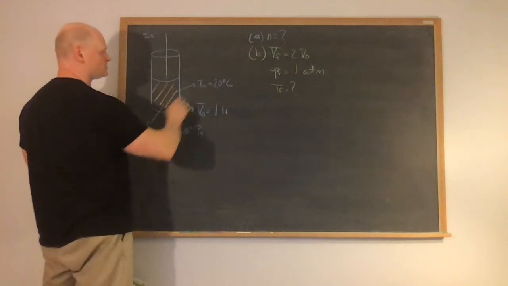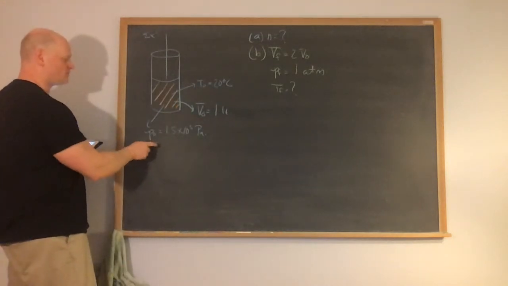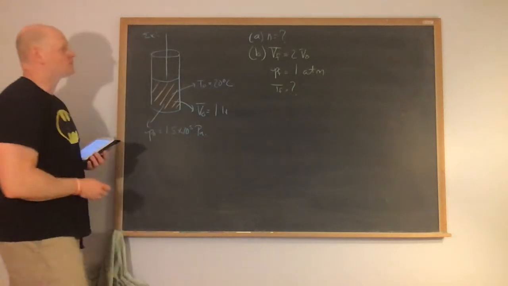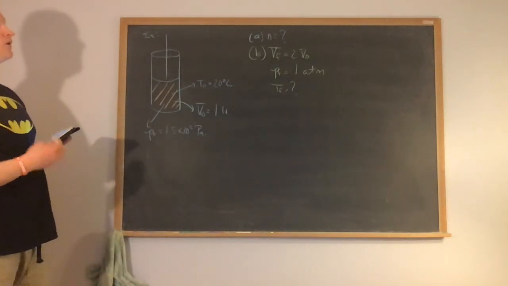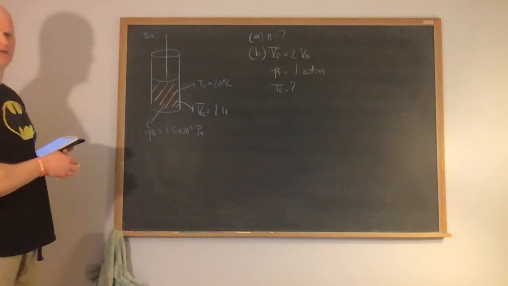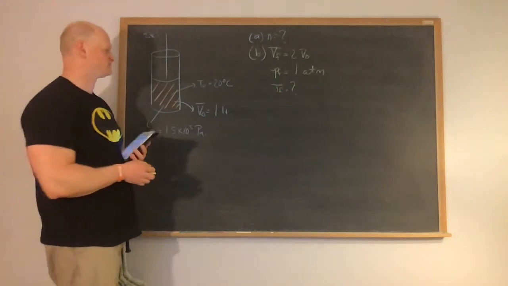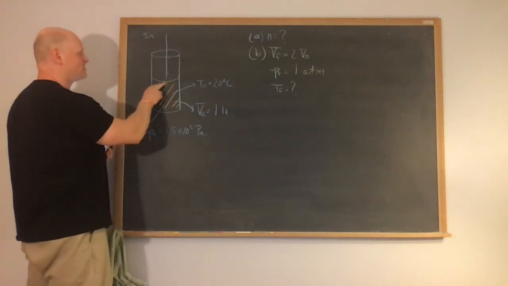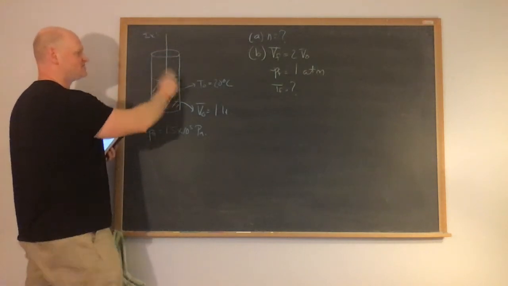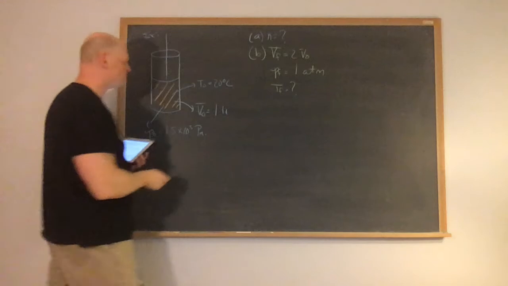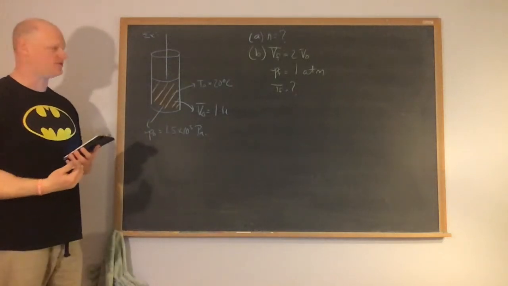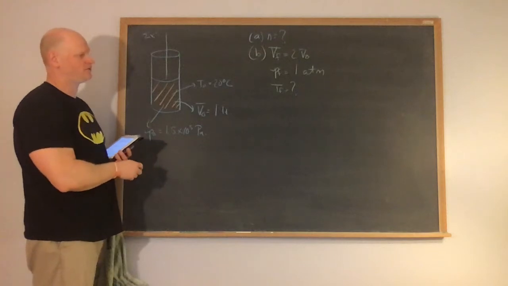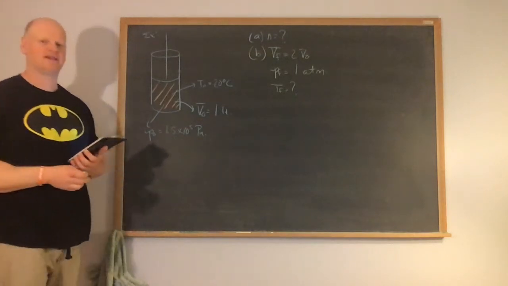We find the initial temperature is 20 degrees Celsius. The initial pressure is 1 times 10 to the 5th pascals. And from here, we want to know what is the number of moles inside of our gas. That's part A. Part B, then, the gas is going to push on the piston. The piston is going to rise so that the final volume is exactly twice the size of the initial volume. But the pressure we find falls to atmospheric pressure. And we want to know what is the final temperature.